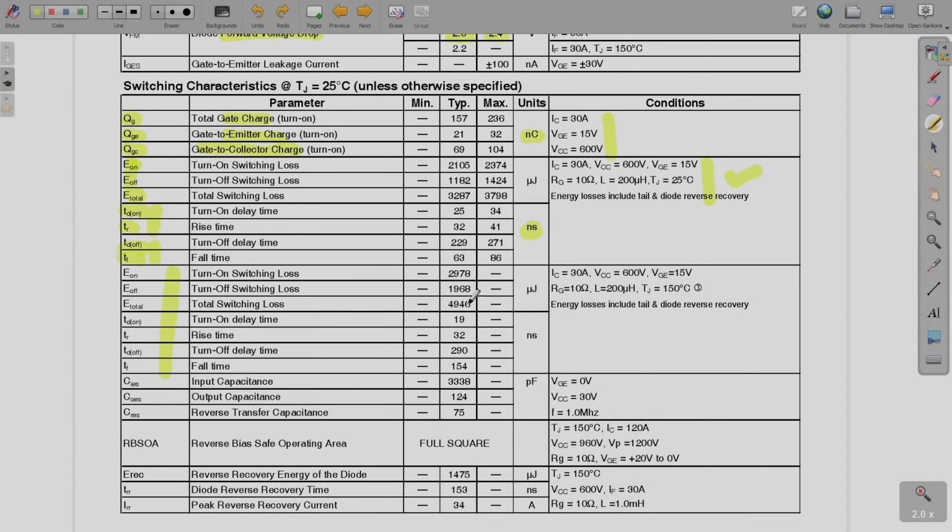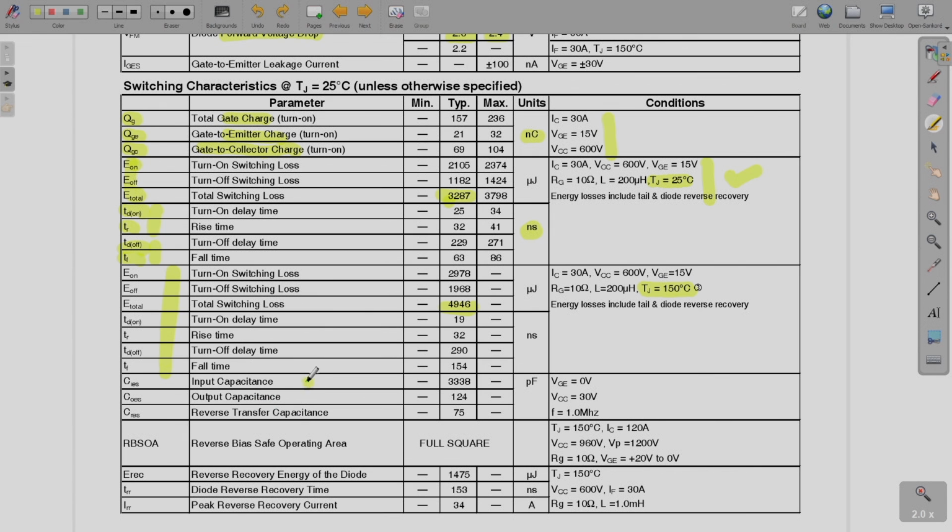Over here what you observe is that these conditions remain the same, but the junction temperature is 25 degrees C here, whereas here the junction temperature becomes 150 degrees C. Based on it you can see that the times are becoming different, and all these turn on, turn off times and losses are also becoming different. Here you can see the total switching losses are 4946 microjoules, whereas here it is 3287 microjoules. So your total loss increased with your junction temperature.